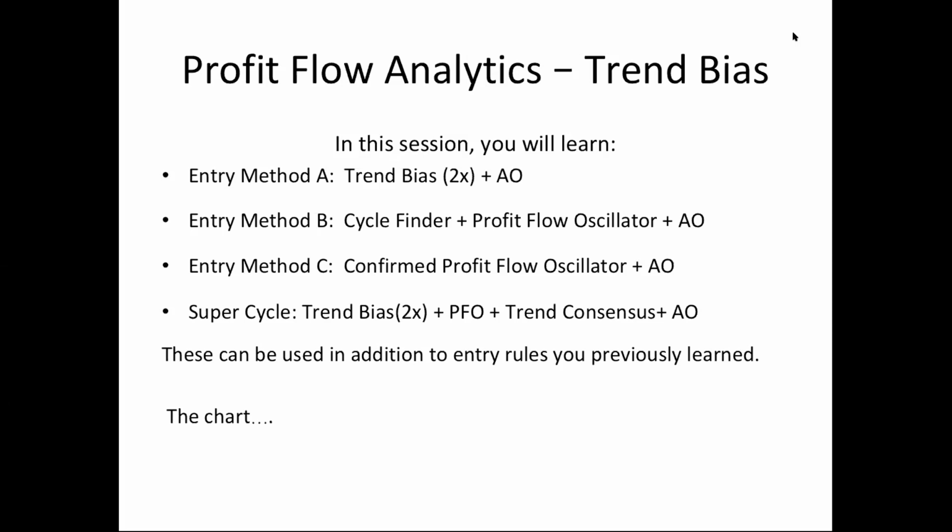And then the last one we're going to be talking about in this session is what we refer to as the supercycle. Now you won't get very many supercycle entries. The most common is your entry method A, and you can filter that and do just the A entries, or you can do A, B, and C entries.